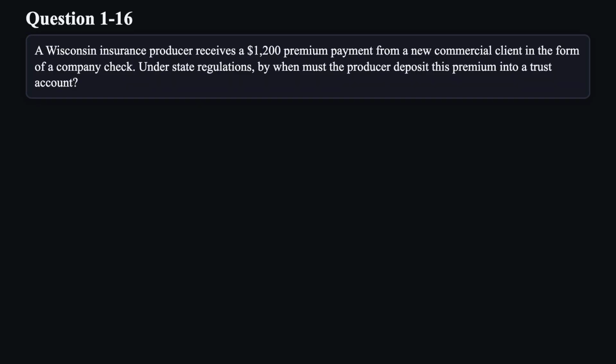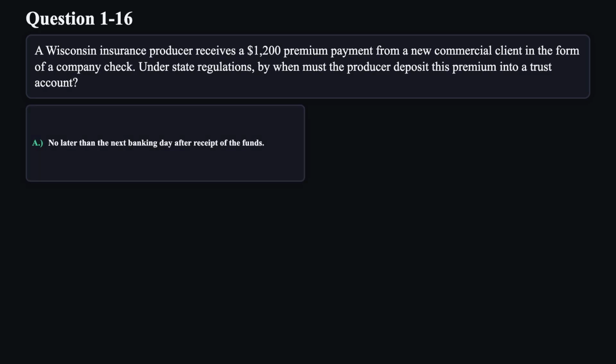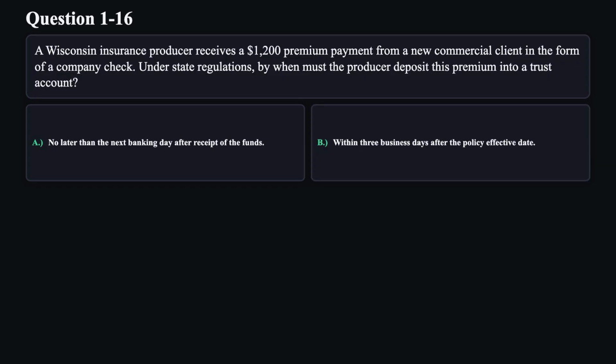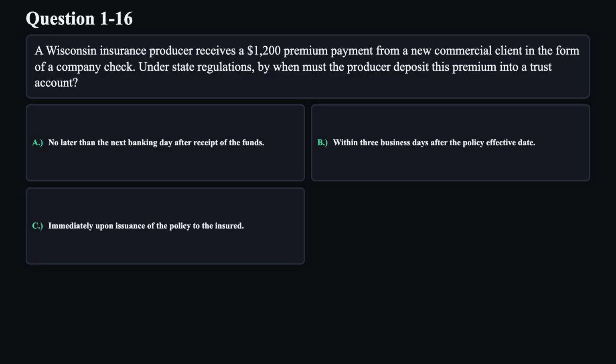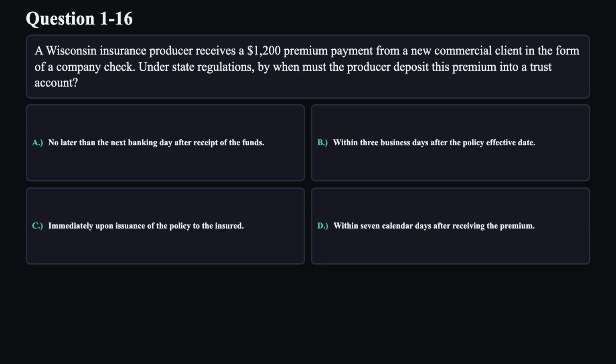Question 16. A Wisconsin insurance producer receives a $1,200 premium payment from a new commercial client in the form of a company check. Under state regulations, by when must the producer deposit this premium into a trust account? A. No later than the next banking day after receipt of the funds. B. Within 3 business days after the policy effective date. C. Immediately upon issuance of the policy to the insured. D. Within 7 calendar days after receiving the premium.